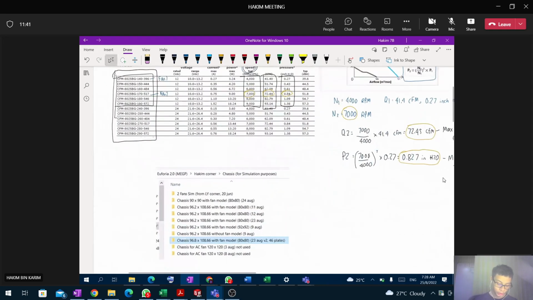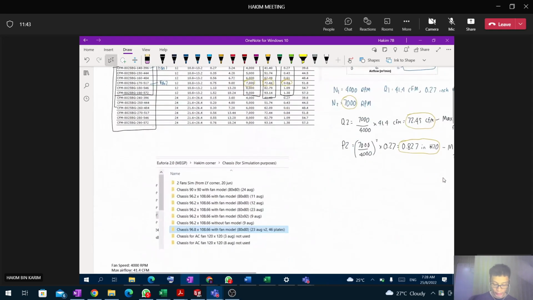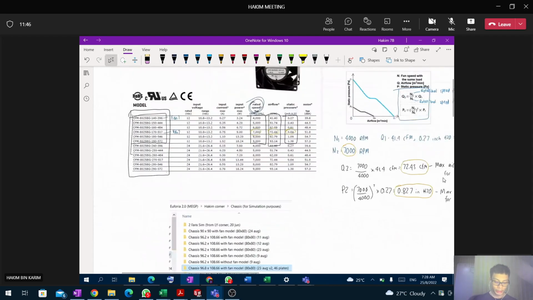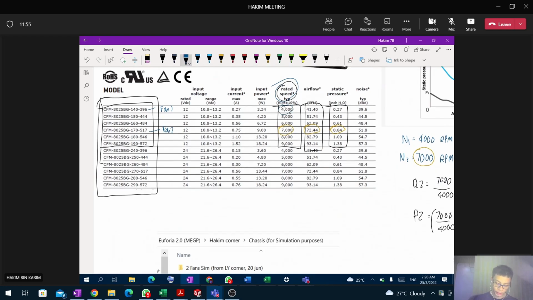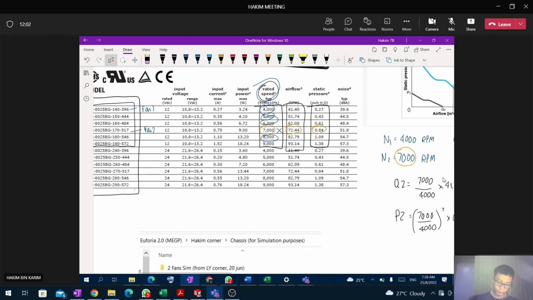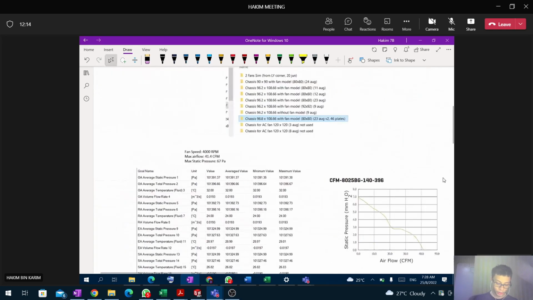Alright. So recently I did simulations comparing all types of rotational speed and all different types of fans, from 4000 RPM to 5000 RPM to 6000 RPM to 8000 RPM. I didn't do a simulation on 7000 RPM. So based on these rated speeds, I used the inlet airflow of these values. Okay, so I'll show you.